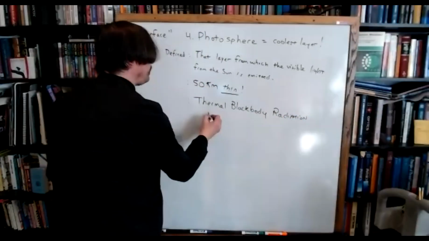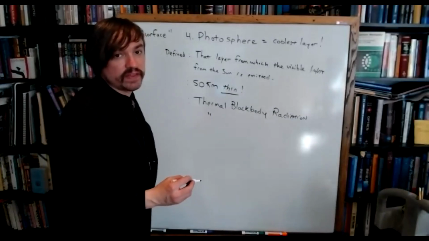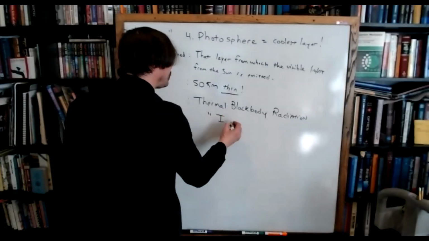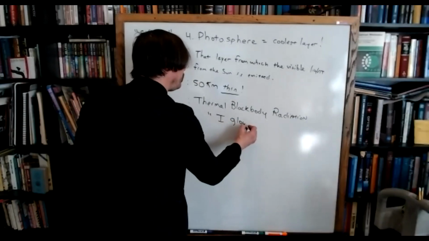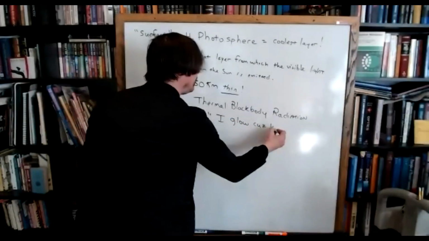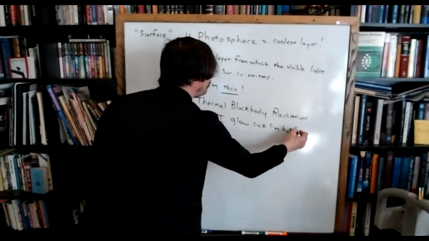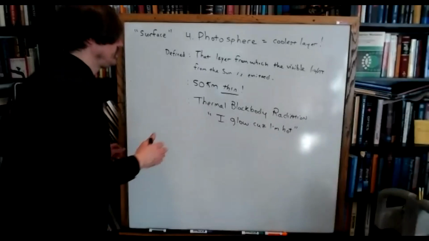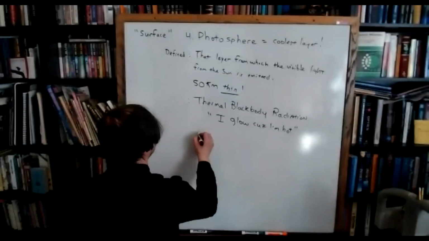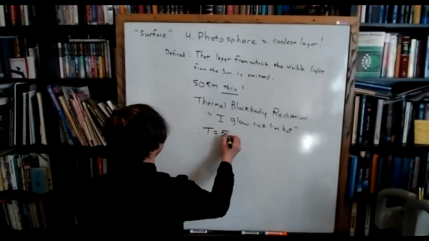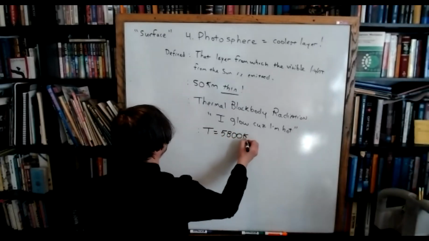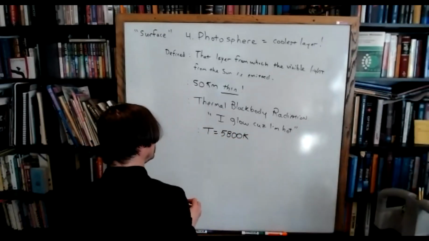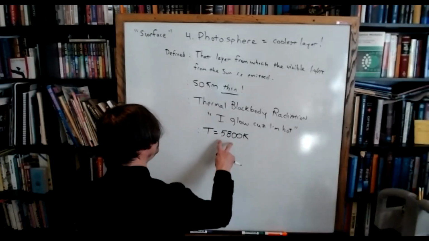And that means, if you remember your lectures on the electromagnetic spectrum, thermal black body radiation means I glow because I'm hot. It is the temperature of the photosphere alone that is responsible for the production of light. The temperature of the photosphere has a well-defined value, an average value of 5,800 Kelvin. And that means that the radiation that the photosphere is producing is very uniform because the temperature is so constant.